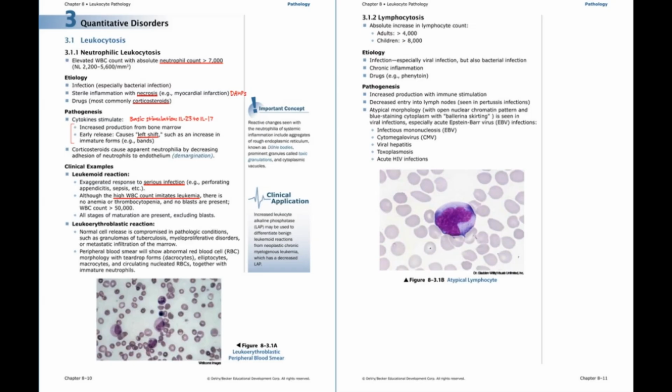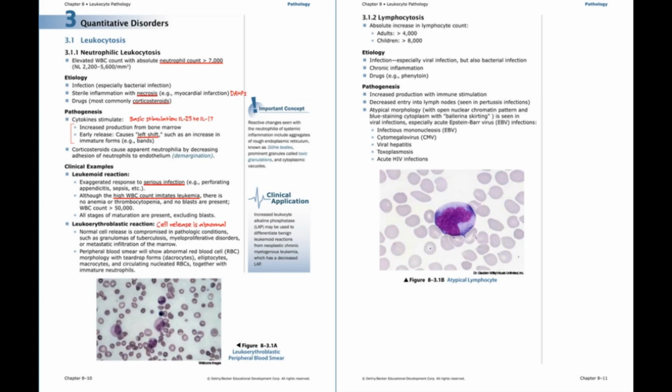When there is infiltration of the bone marrow by mass-forming diseases such as the granulomas of tuberculosis, the fibrosis of myelofibrosis, or metastatic infiltration, this normal control of cell release is abnormal. And so we see abnormal immature red cells, which are nucleated. Nucleated red cells are never normal and have to be explained. And we also see immature granulocytes.